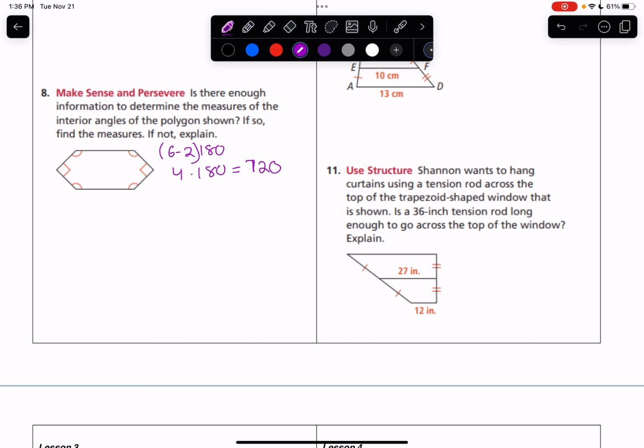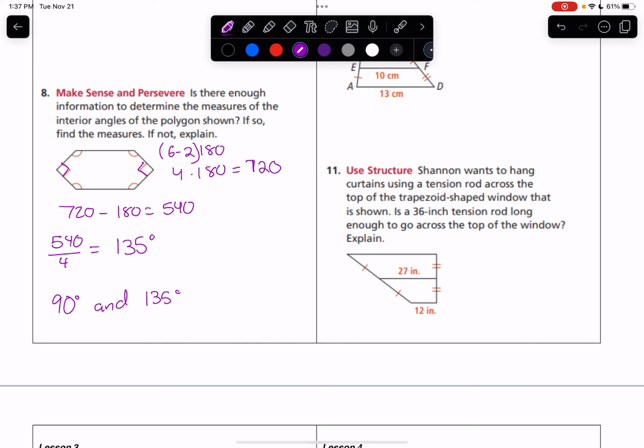And then we have 2 angles that are 90 degrees. So we'll do 720 minus 180, and that is going to give us 540. And that 540 degrees is going to be split 4 ways, 4 congruent angles. So 540 over 4 will give us 135 degrees. So we found the interior angles are 90 degrees and 135 degrees, and they are both repeated there.